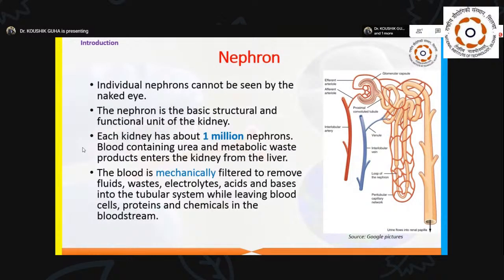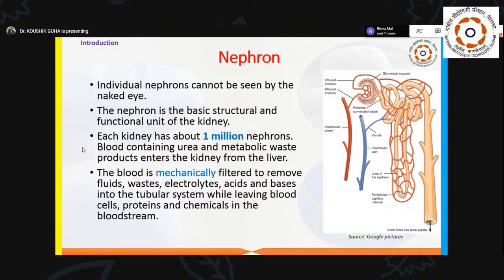Inside the nephron, you can see the structure of the nephron that we have studied long before, but now those will be working on this area. So again, you have to study it, because the nephron has a very complex function. So many things are there in the nephron. You cannot see the nephron with the naked eye. The nephron is the basic structural and functional unit of the kidney. Each kidney has about 1 million nephrons, approximately.